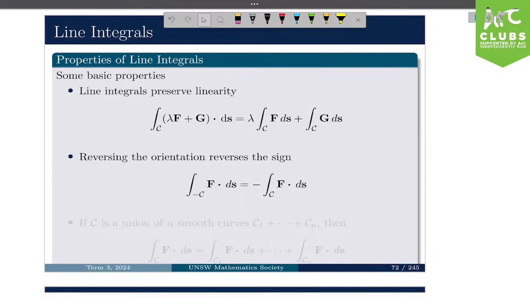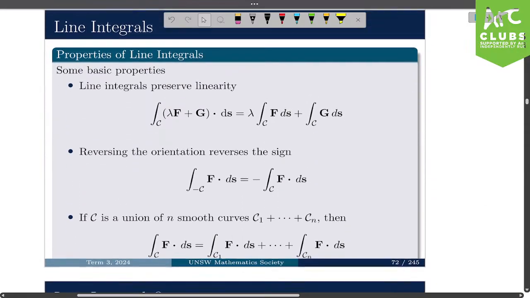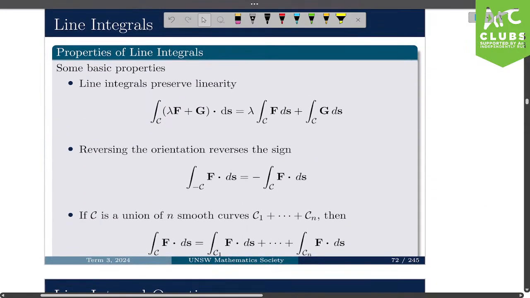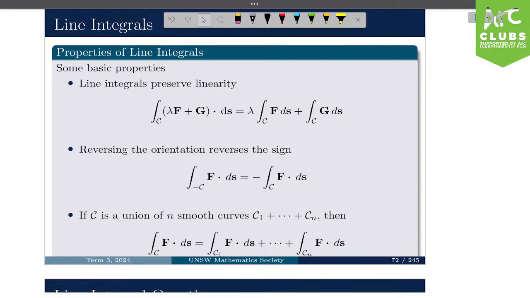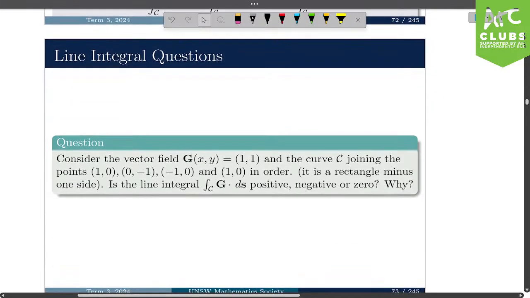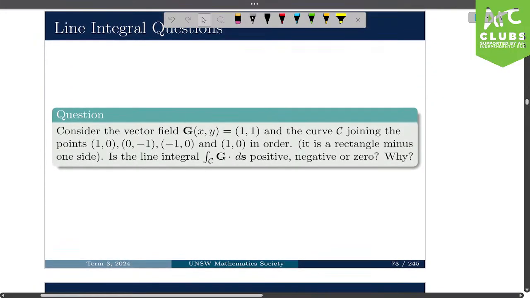So this is very important. This will come up later. Then if C is the union of some smooth curves, so if you want to partition your curve up into a bunch of smaller curves, then you can just evaluate the line integral on each part separately and add the whole thing together. That's a bit more work. It's nicer if we can smash it out all in one hit, but it's just a thing that we can do.